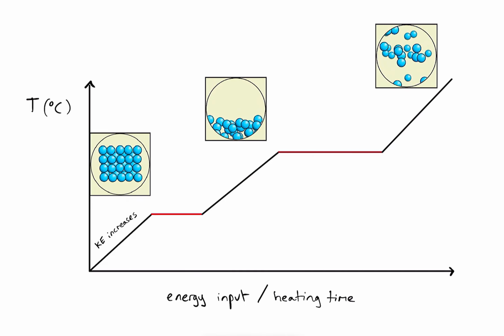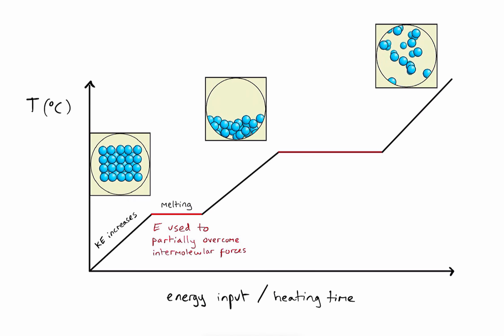So the energy I'm inputting or heating my ice cube with is no longer increasing the kinetic energy. So what is it doing? Well, of course, if I want to get from my solid ice cube to liquid water, I need to overcome some of the intermolecular forces between my water molecules. So at this part of the curve where my ice cube is melting, the energy I'm providing is now being used to partially overcome those intermolecular forces. It is not increasing their kinetic energy, it is only overcoming those intermolecular forces to allow the water molecules to move freely.